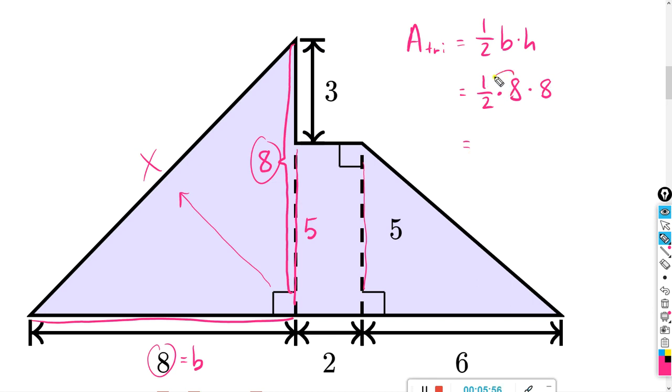So 1/2 of 8 is 4. Then times this 8. That's going to be 32. So this triangle right here, the area is 32. Now let's do this one here the same way.